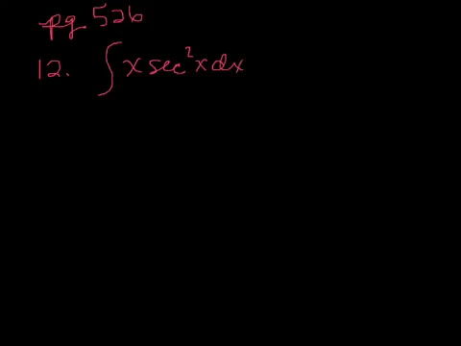And last homework problem, page 526, this will be number 12. So you have x times secant squared of x dx. You have to decide what's going to be u and v. If you have a variable that's not a trig expression, it's not e, usually that's what you're going to want to be your u. Your trig most of the time is going to be your dv.